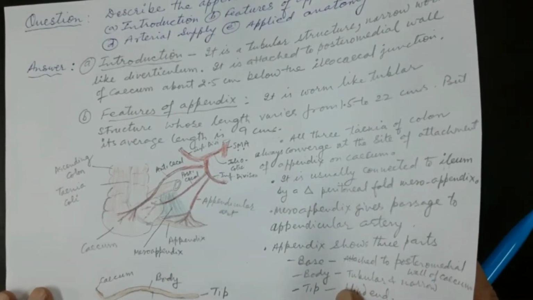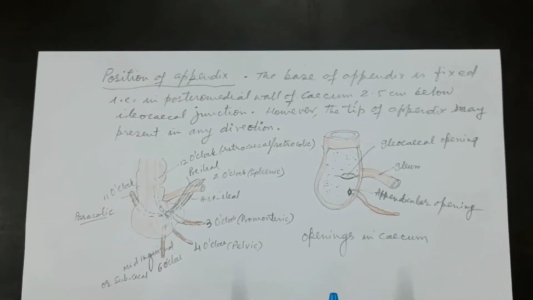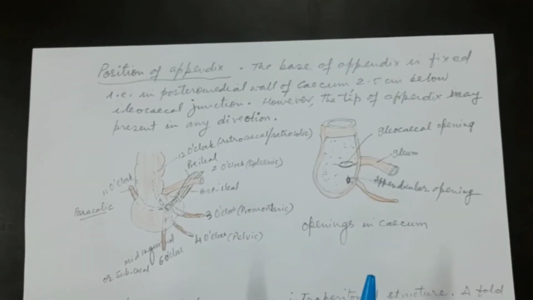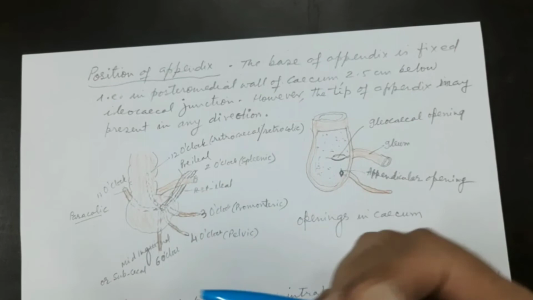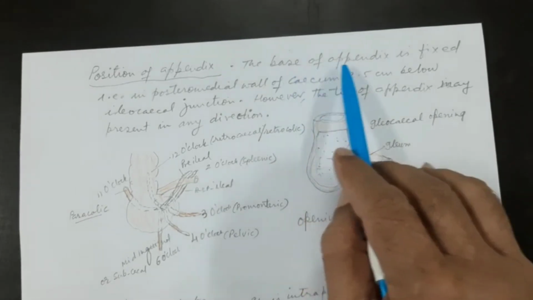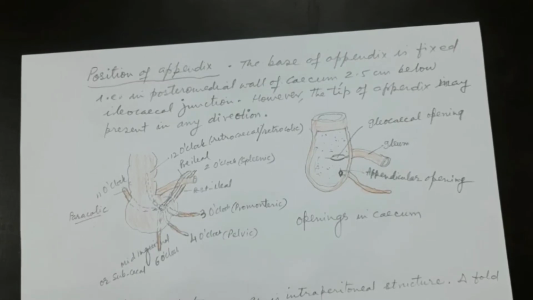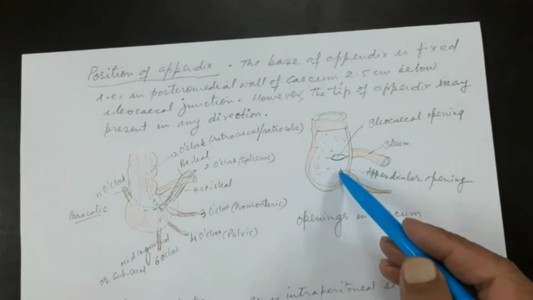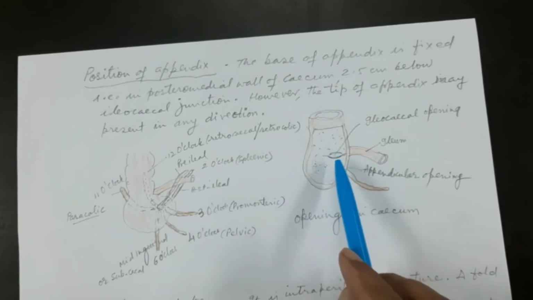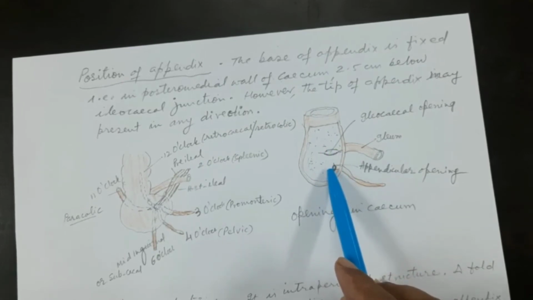After these features of the appendix, we come to the position of the appendix. The fourth point is the position of the appendix. Where the base of the appendix is actually located on the cecum, the base of the appendix is a fixed point. As we have learned, this base or attachment of the appendix is on the posteromedial wall of the cecum, 2.5 centimeter below the ileocecal opening or junction.